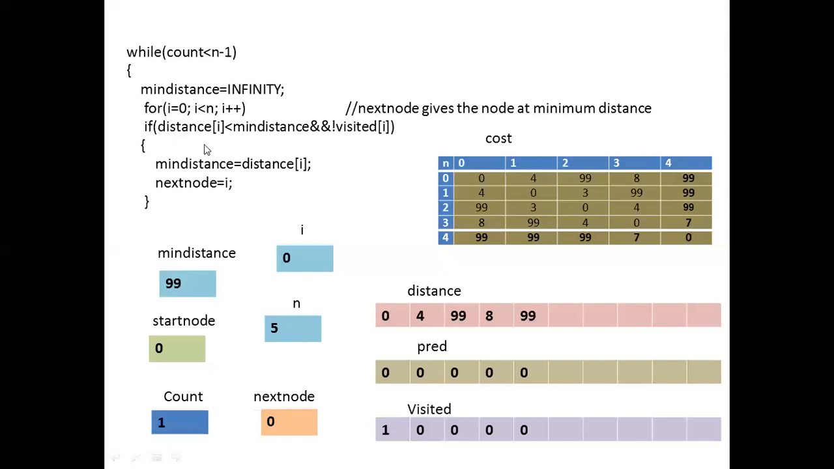So here you can observe there is one condition. What condition did I specify in the if? Distance of present value of i is 0. So distance of 0, what is the value? Distance of 0 value is 0. So here 0 will be there. Distance of 0 is 0. So 0 less than, now we can observe what is the variable I'm using, min distance. Min distance, what is the present value? Min distance present value is 99.